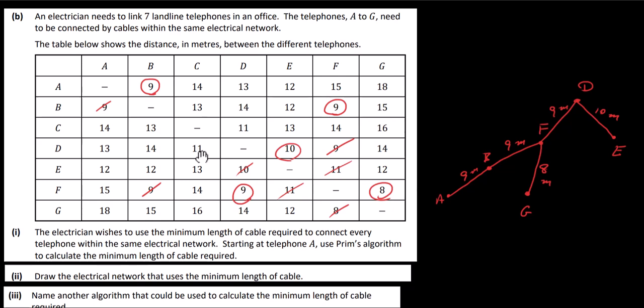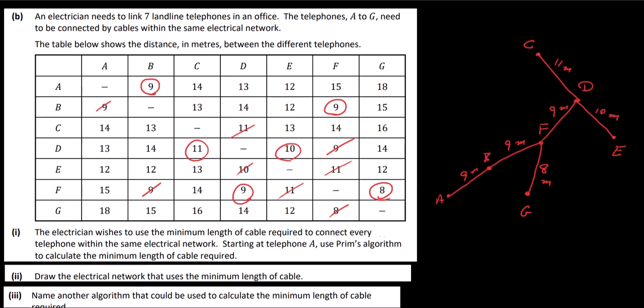So 11 here seems to be the lowest. So I'm just going to circle this one here. That's from D to C. So if I was to draw that, it would look like this, from D to C. And that has a magnitude of 11 meters. So we have all the nodes at this stage. That was from D to C. So from C to D, we can cross off. So we have 1, 2, 3, 4, 5, 6, 7 nodes at this stage.